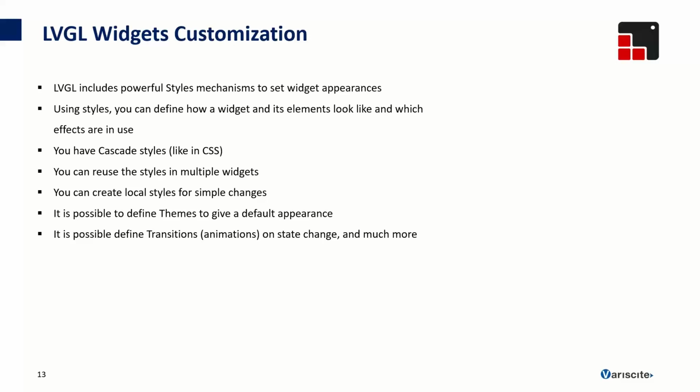object. So you can cascade the styles more or less like it happens in the HTML. You can reuse the styles for more than one widget. So you can define one and use more. And you can create your own custom local styles for simple changes, just to apply to a specific condition. You can define themes in order to have a kind of default behavior. And also you can manage transition in terms of animation between states.